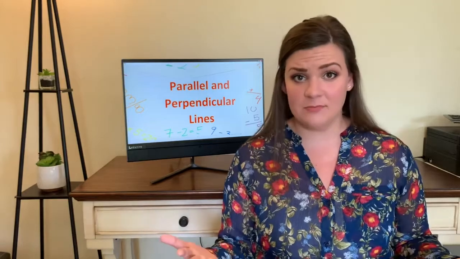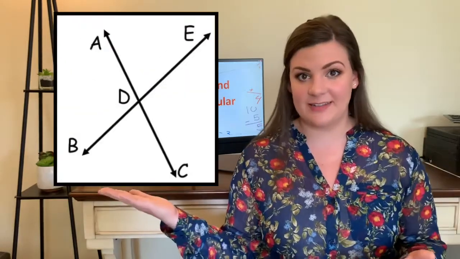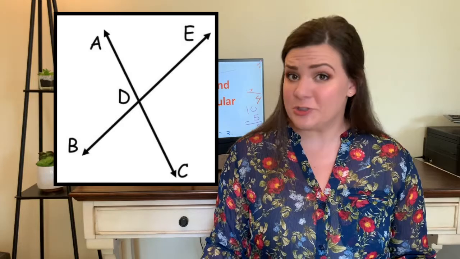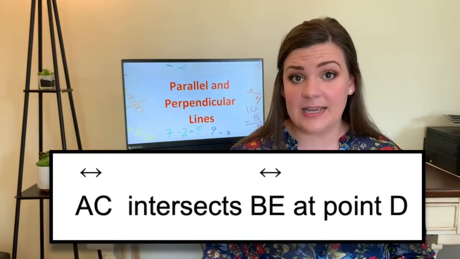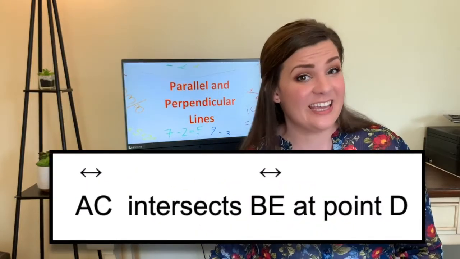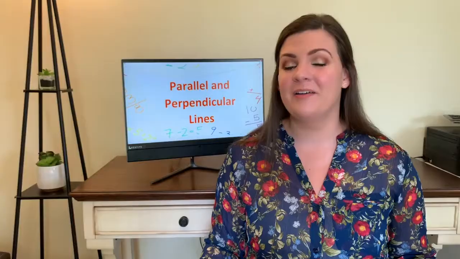It's your turn again. How would you describe these lines? Did you say that line AC is intersecting line BE at point D? Awesome.